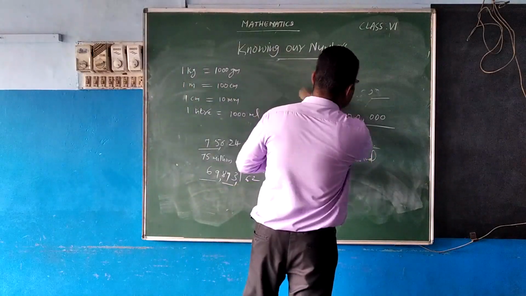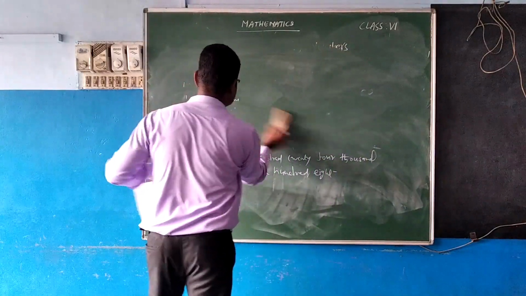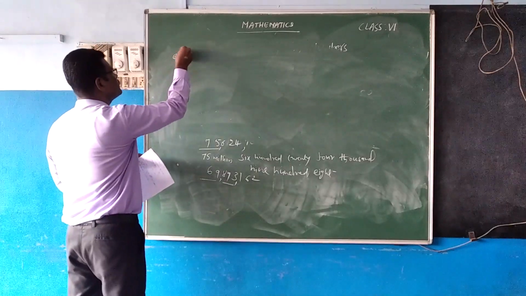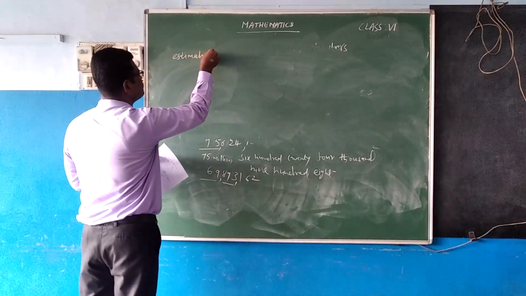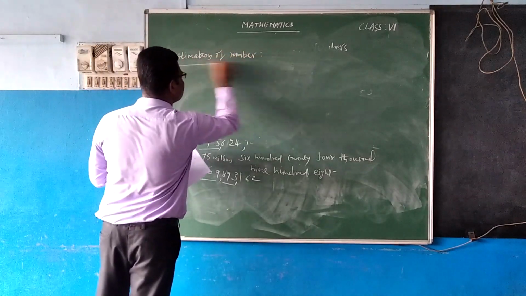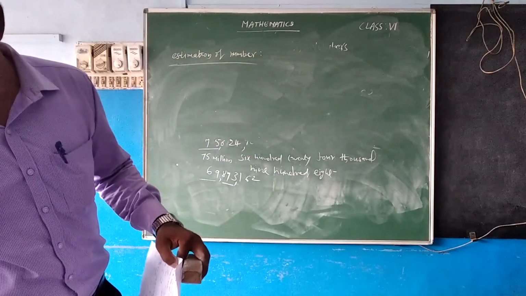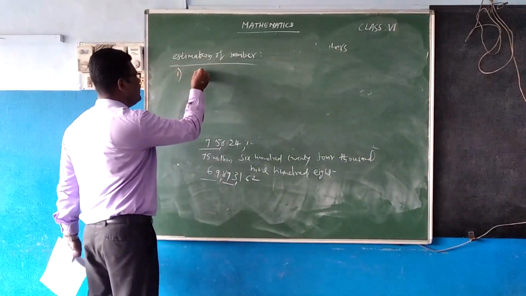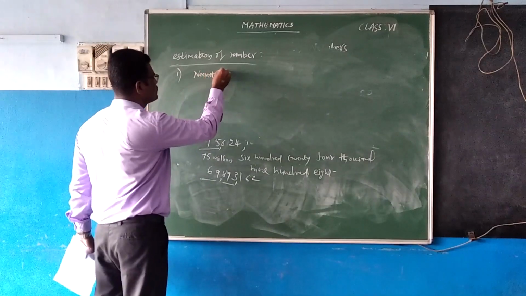Next, estimation of numbers. Estimation of numbers. For example, estimate nearest to the tens. The first one is estimate nearest to tens.